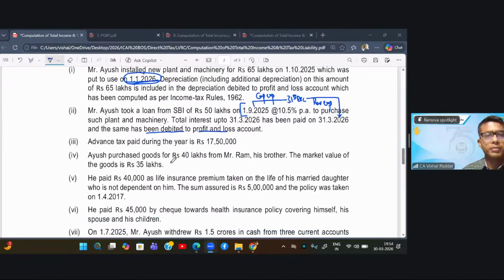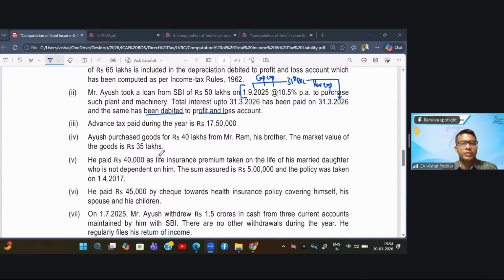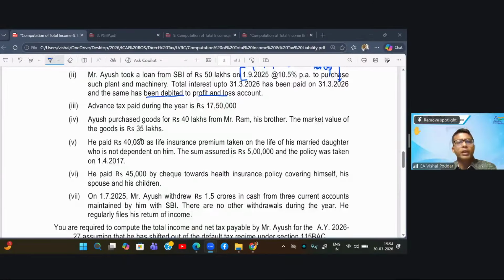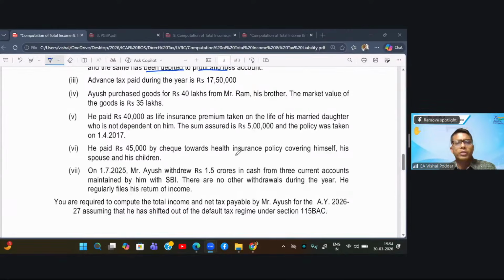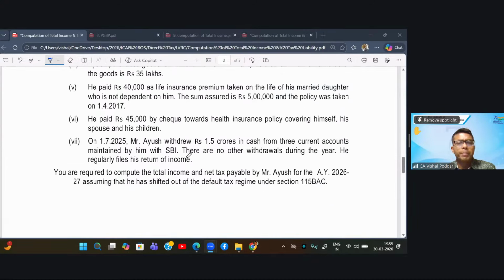Advance tax paid is this much. Ayush purchased goods for rupees 40 lakhs from Ram, his brother. Again, market value is 35, so 5 lakhs is unreasonable. That has to be added back. 40,000 life insurance premium, married daughter, not dependent, sum assured 5 lakhs. Okay, this is 80C. 45,000 is paid towards health insurance covering himself. This is 80D.